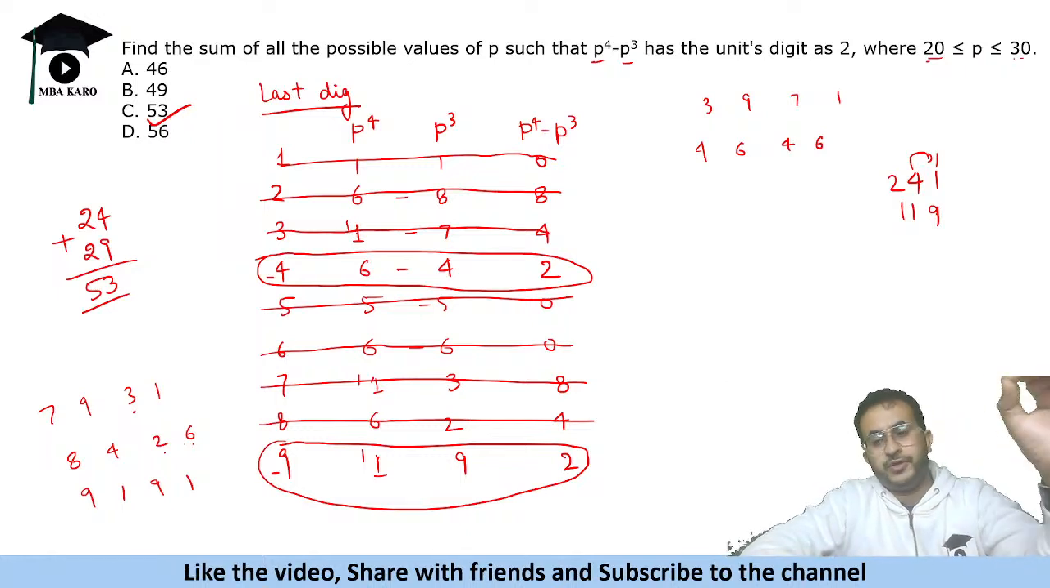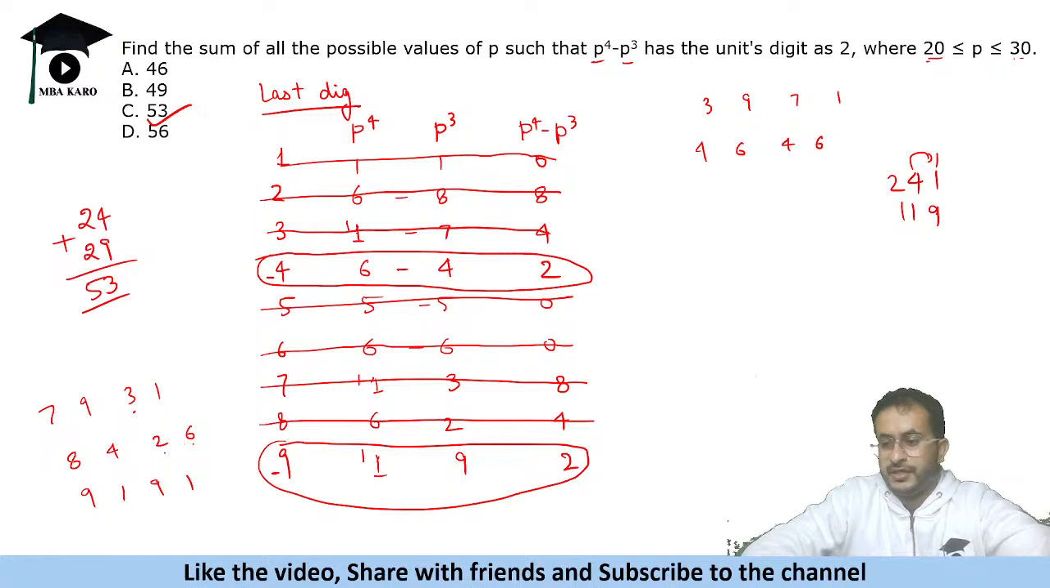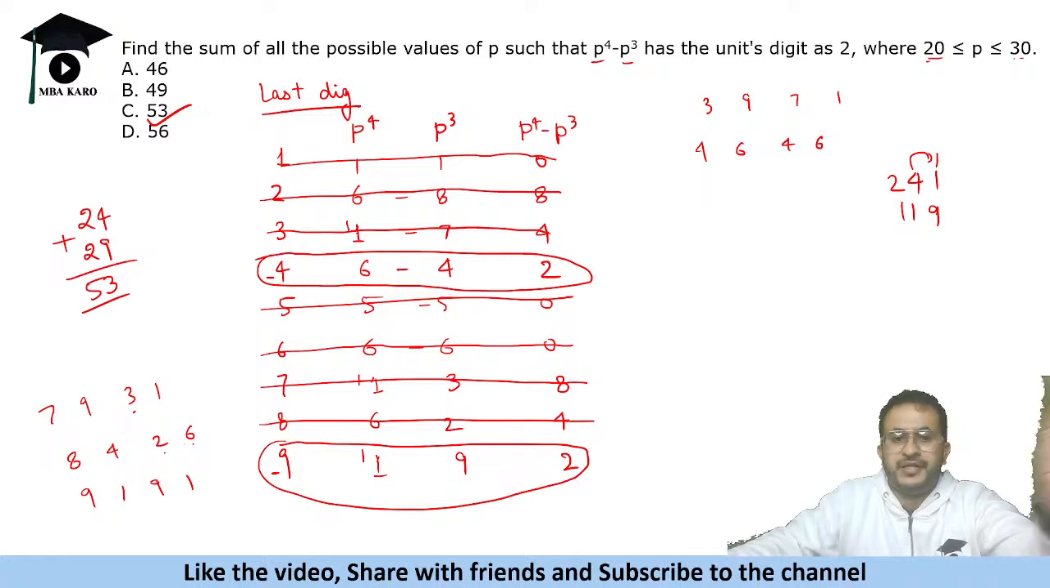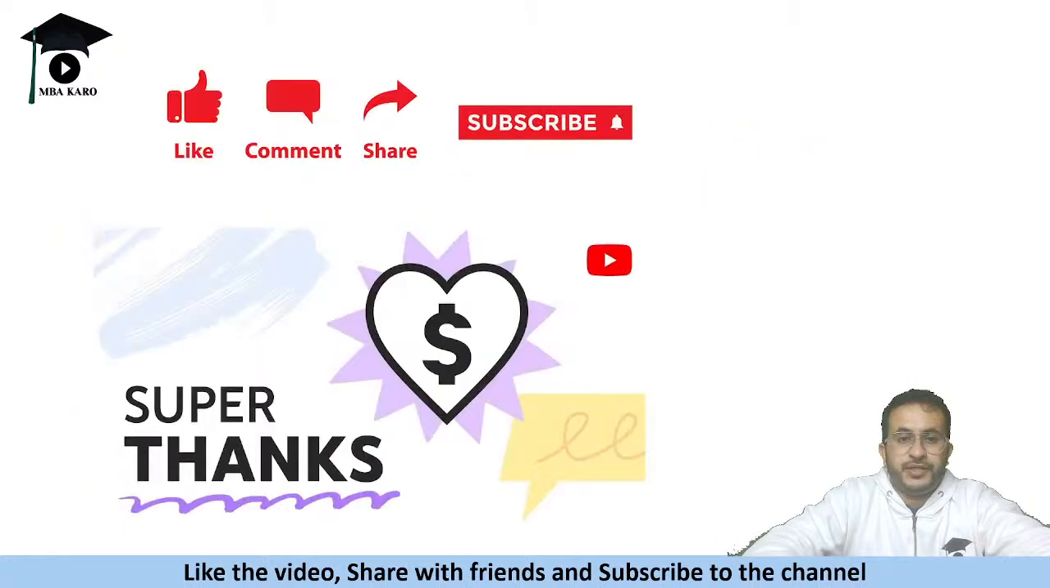So this was a question based on units digit. Okay, units digit is quite important. You may get questions like find its units digit and all. So this was your understanding of units digit in powers, fourth power, third power, taking the difference and telling which is the units digit that is coming. Okay. All right. So let's move to the next question.